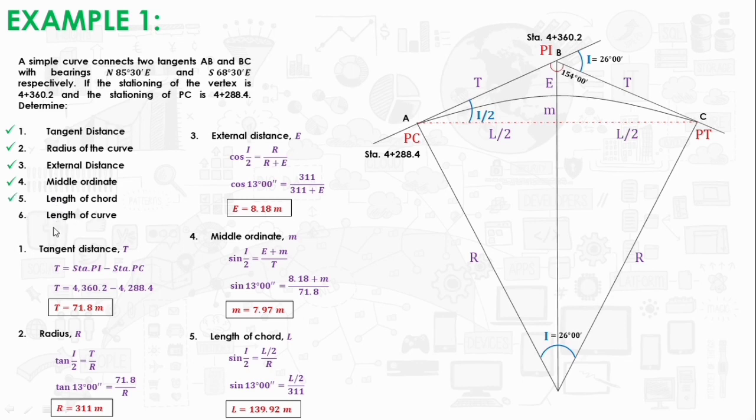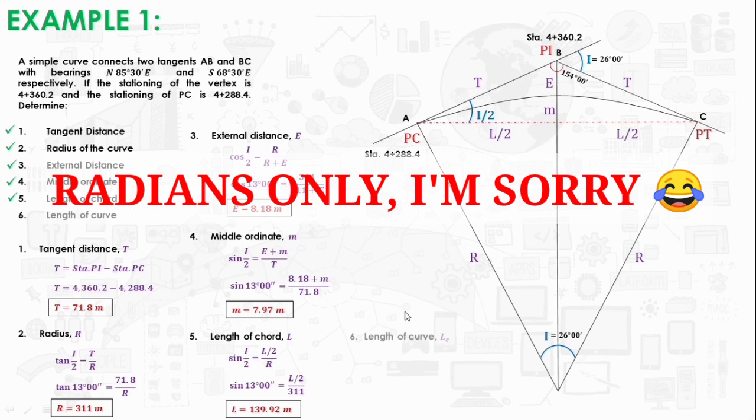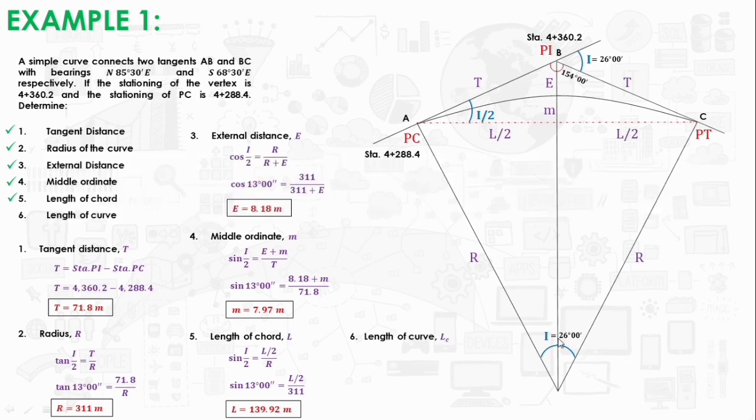And lastly, we have to determine the length of curve. Sobrang dali lang, di ba? Paano natin makuha yung length of curve? Given naman si R, tsaka given yung central angle natin, di ba? Length of curve, or yung S kanina, is equals to R times theta, where theta must be in radians, or yung central angle. So therefore, LC is equals to pi RI over 180 degrees, yung sa length of curve na na-discuss natin from the previous video. So, substitute dito sa formula.